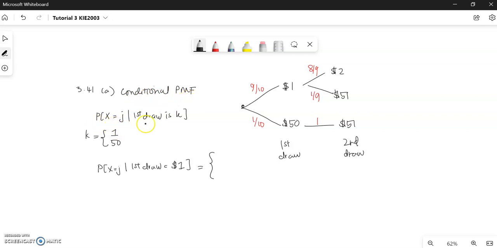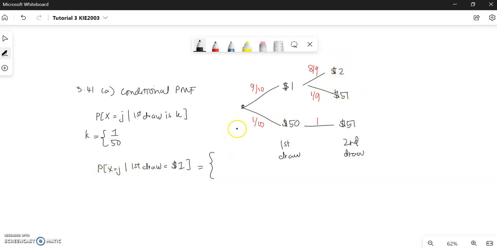I've written it like this: the probability of X equal to J, given that the first draw is K. As you know, K can only be 1 or 50. So let's look at when the first draw is 1. What are the possible outcomes for J? It can be 2, or 51.